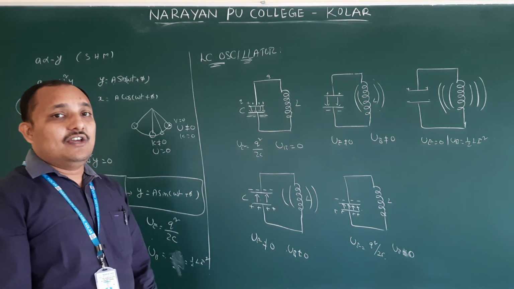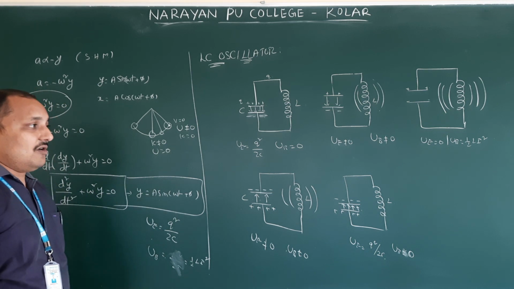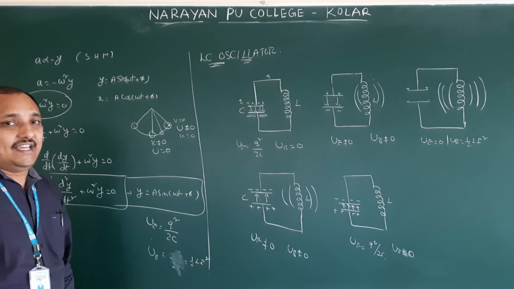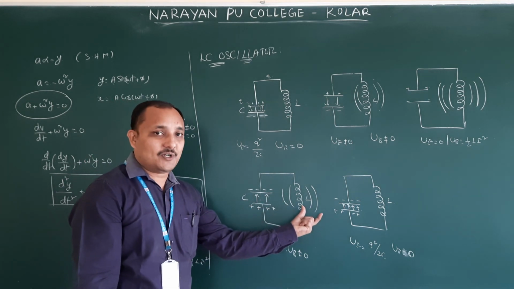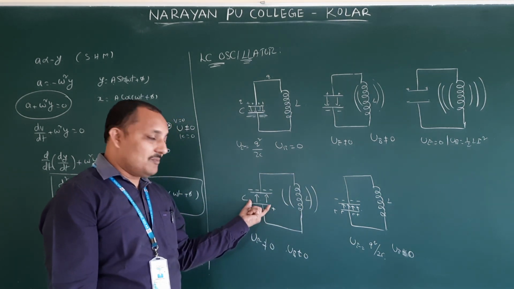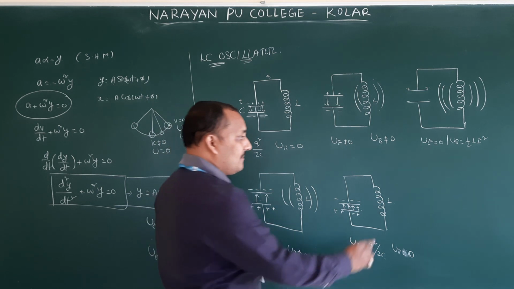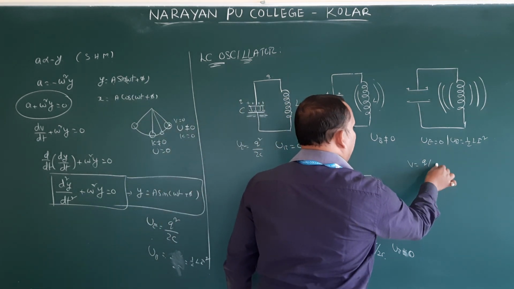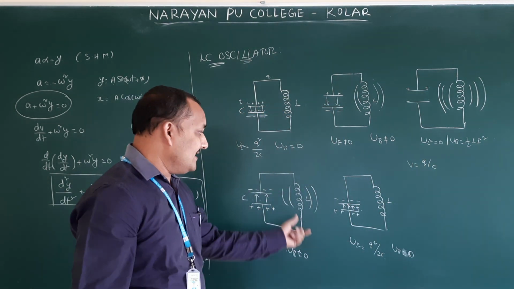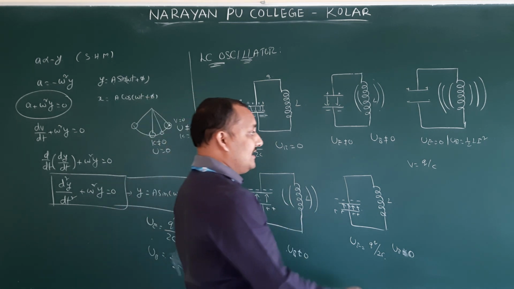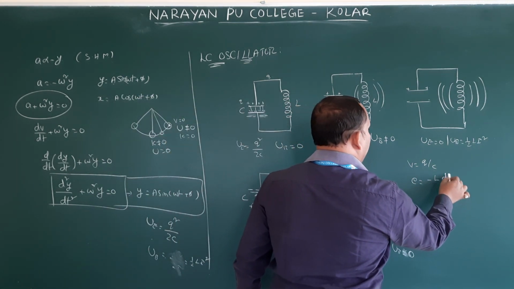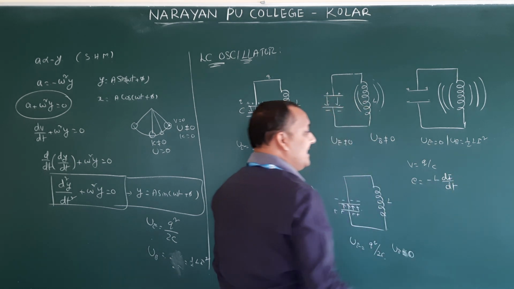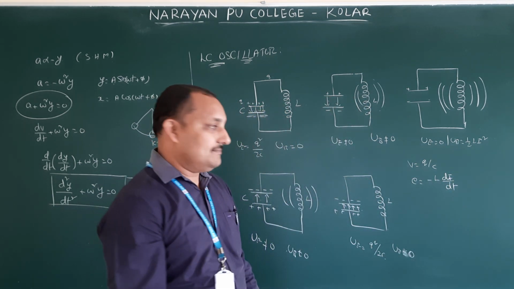For this only we are going to get the equation. How are we going to get the equation? In this capacitor some amount of potential will be there, isn't it? So what is the potential across the capacitor? V is equal to Q by C. What is the induced EMF developed in the inductor? E is equal to minus L di by dt. Correct?